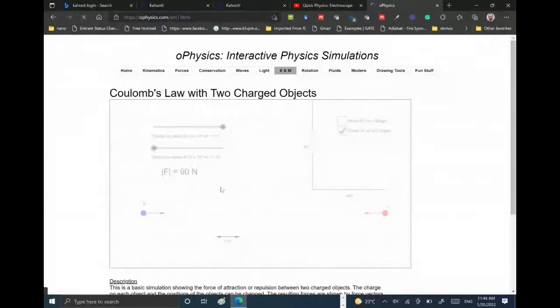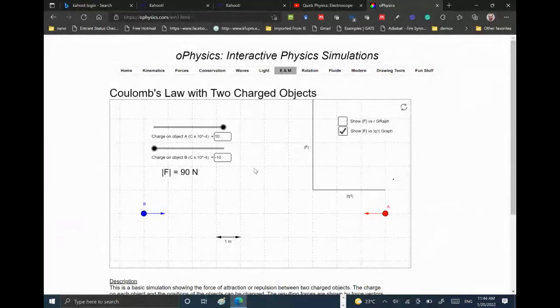All right, so here in this simulation we have two charges, A and B. We can control the charge on A and B, and we can also make it positive or negative. We can control the distance between the two charges, and we will be able to get the force. So let's assume object B has 10 to the minus 4 coulombs. The charge here is 10, and here is minus 10, times 10 to the minus 4.